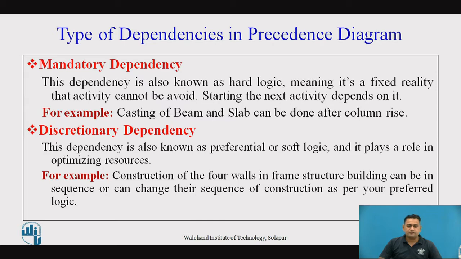For example, the construction of 4 walls in a frame structure type of building. Here the construction of the 4 walls can be done sequentially, as well as you can change the sequence logically as per your requirement. The resources required for 2 walls can be used for the construction of the wall, and the remaining human resource can be moved toward another activity. So this is a benefit of the second option, that is, the discretionary dependency.